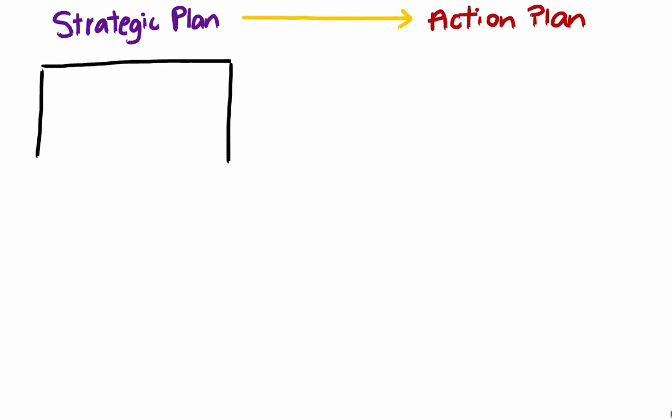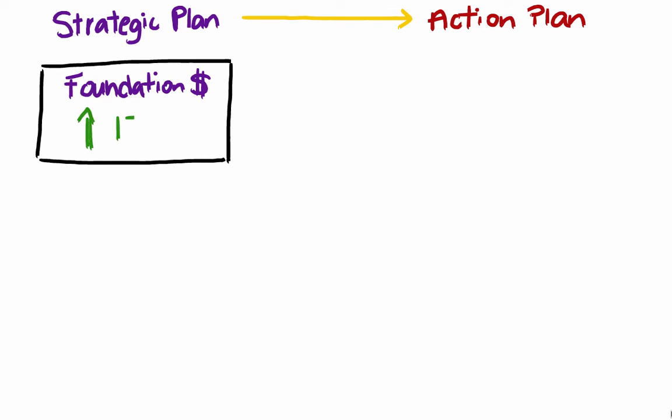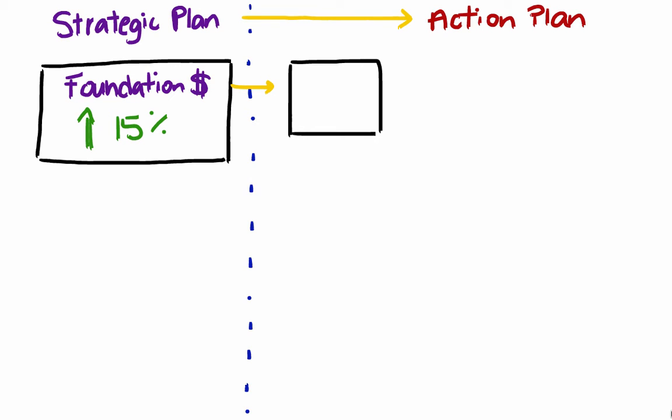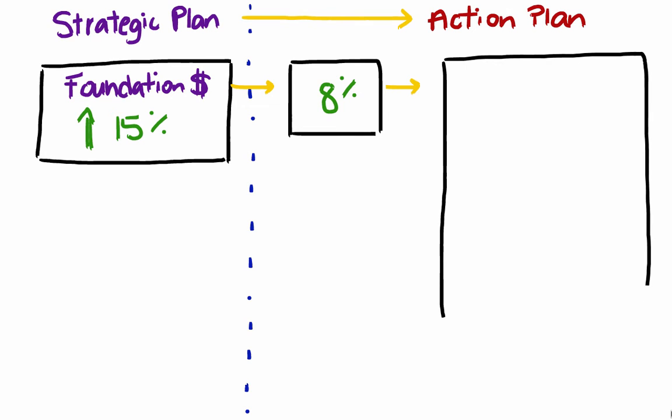Let's take a look at an example here so you can see the exact steps that are involved in putting together your action plan. So let's say your strategic plan sets a goal of increasing foundation funding to 15% of total revenue. The first thing you'll do is translate that 3-year goal into a SMART goal for this year. So you'll look at the numbers, consider your current state and the resources you have available, and decide what goal is right for this year. Let's say it's 8%.